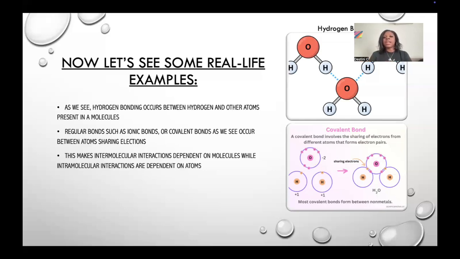And then regular bonds, such as ionic bonds or covalent bonds, we see occur between atoms sharing electrons. So this makes intermolecular interactions dependent on molecules, while intramolecular interactions are dependent on atoms. That is the best way to remember.